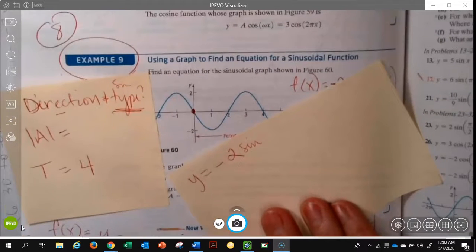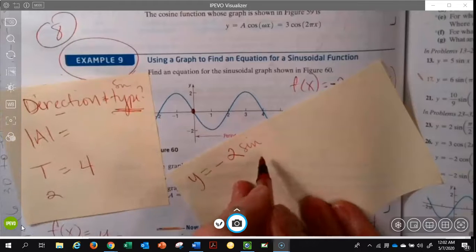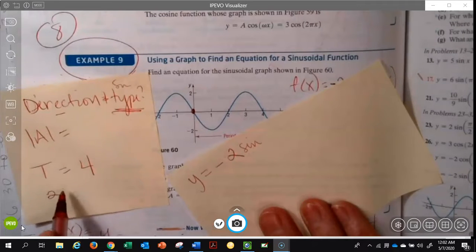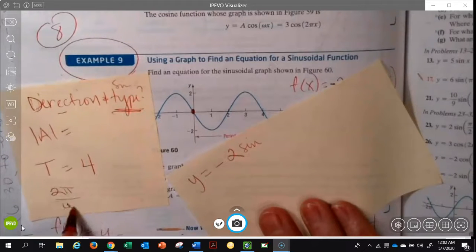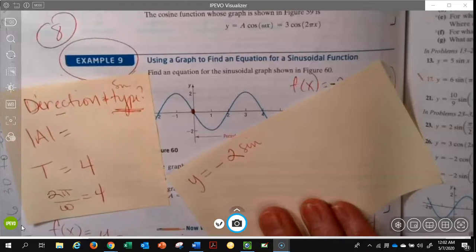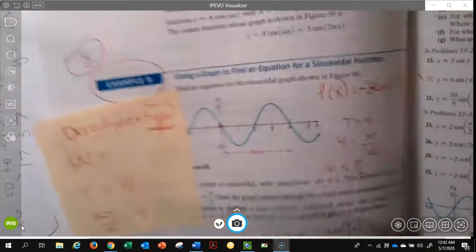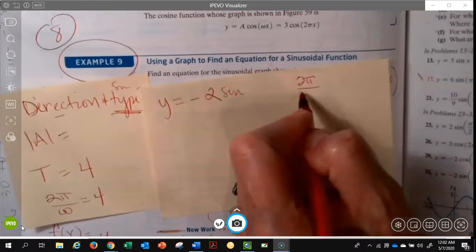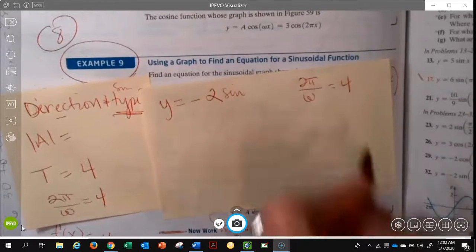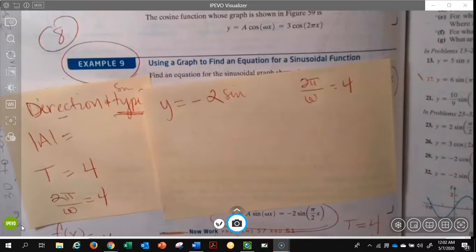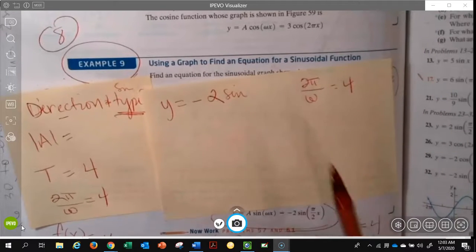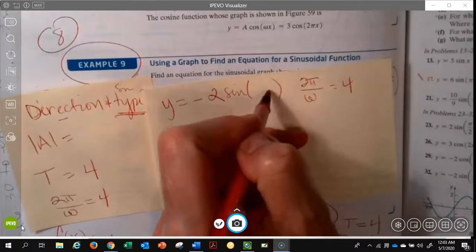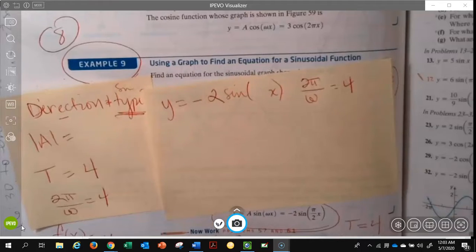But I have a formula for period. My formula for period, when I'm dealing with sine or cosine, secant, cosecant, is 2 pi over omega. That is what actually equals 4. So if I've got 2 pi over omega equals 4, what I need to know is what is my omega, because something's going to need to go in here with my x.